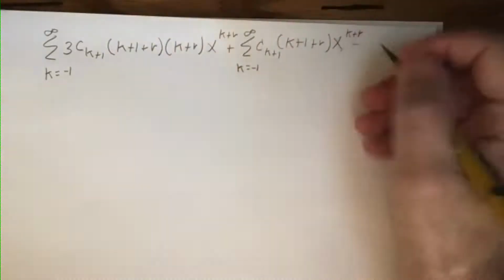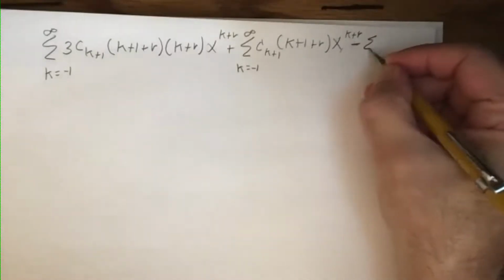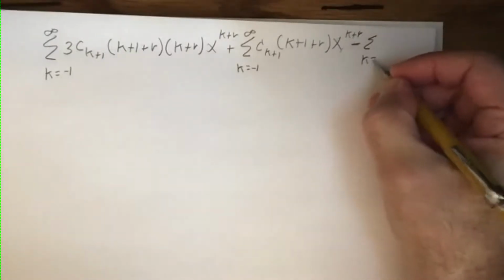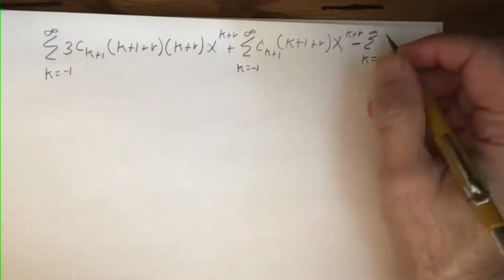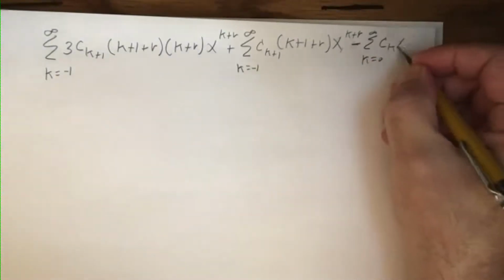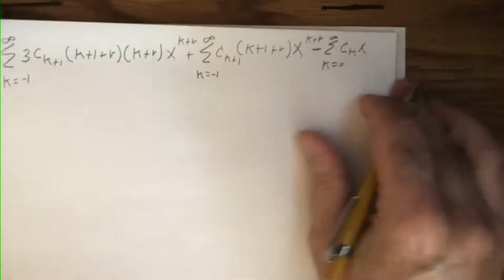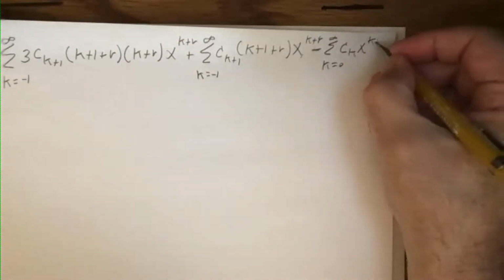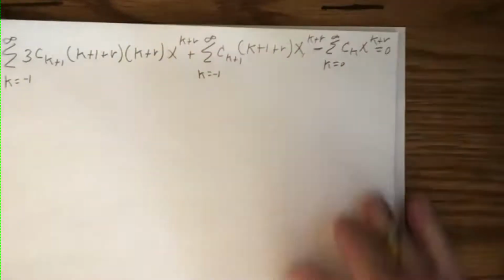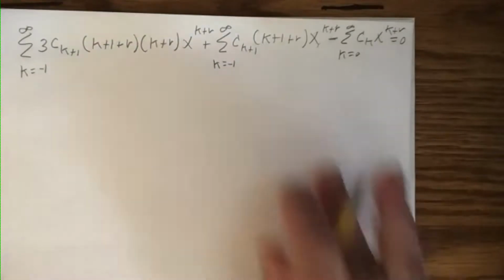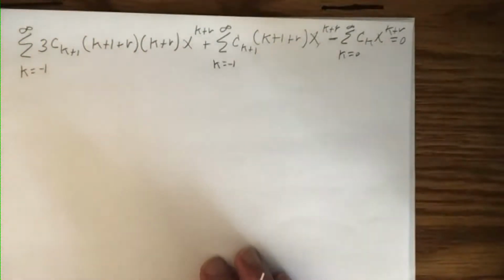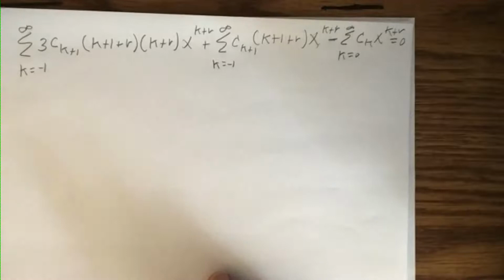So this is what we're working with now. This is a minus sum from k equals 0 to infinity of k, okay. And this is k plus r equals 0, okay. So we should have started over. All right, looks good. All right, so now what?